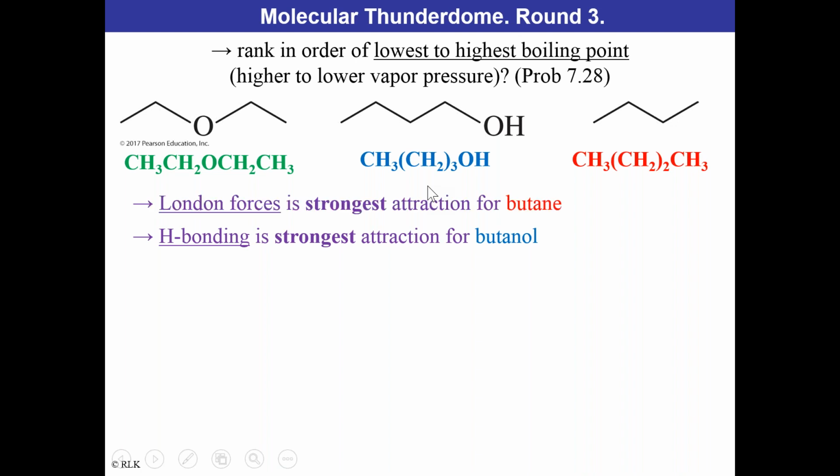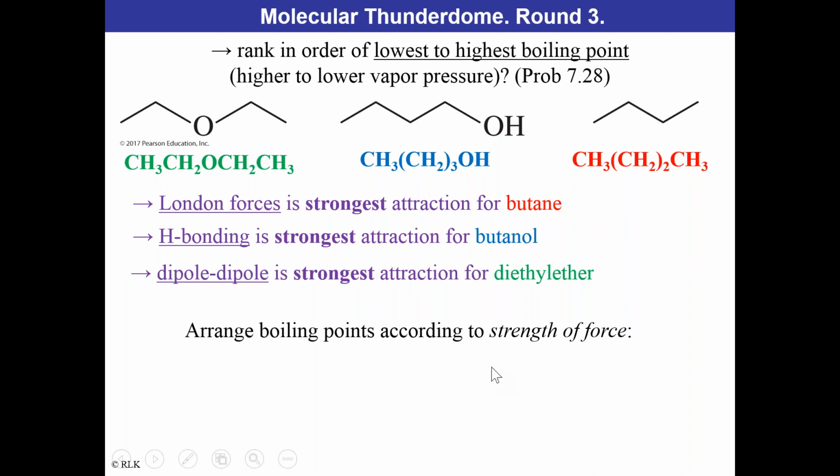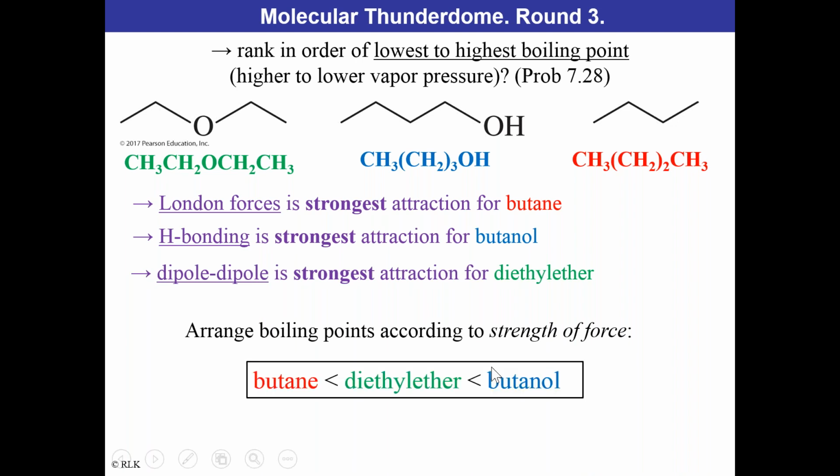So you have here, we've already stated it, London forces are dominant for the butane. Hydrogen bonding is the strongest attraction for butanol. It's going to be the dipole-dipole, okay, for the diethyl ether, all right? And so here, by the strength of force, you know that the dipole-dipole is next to weakest, or it's just another way of saying that it's a little bit stronger than the London, or dispersion, or van der Waals type of intermolecular forces, right?